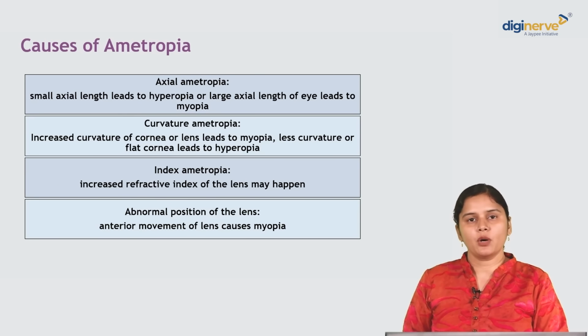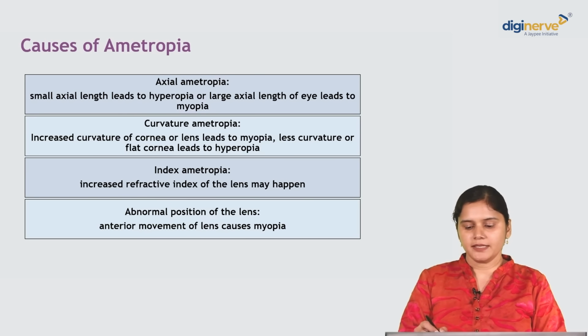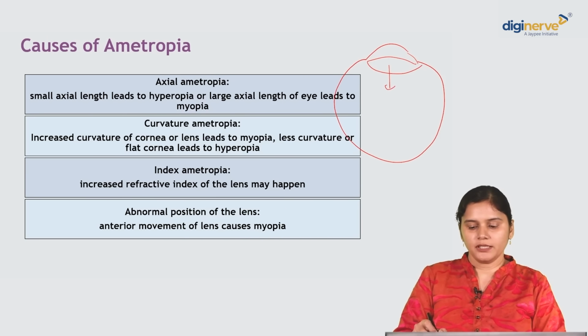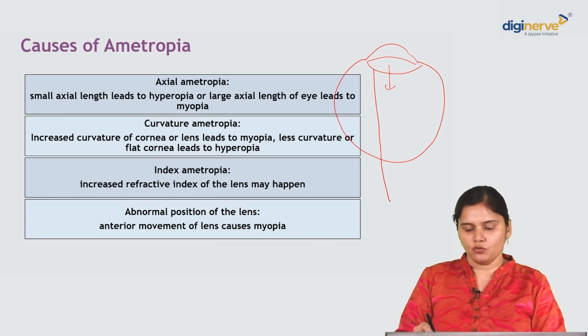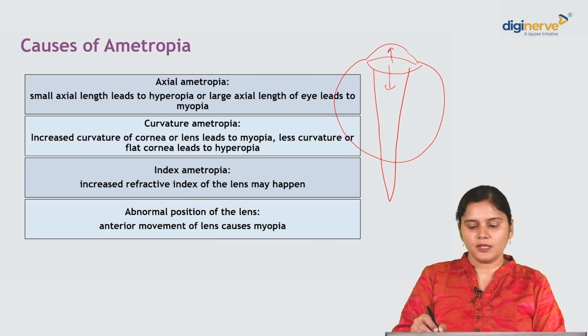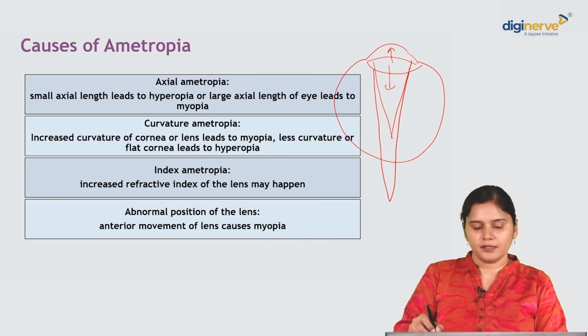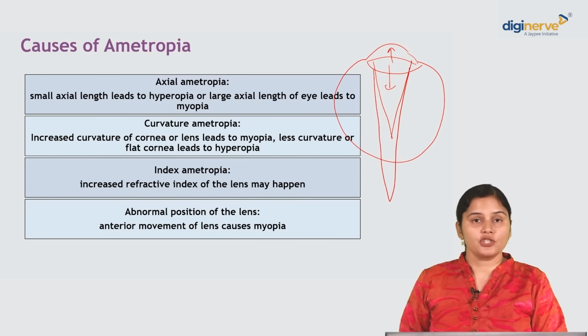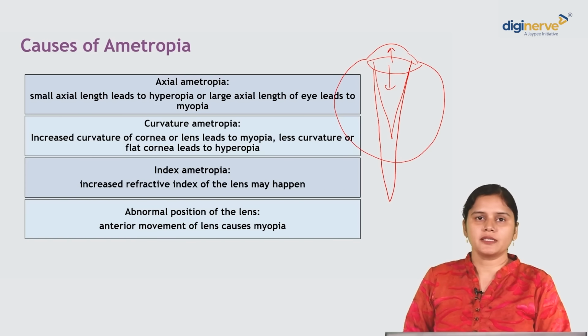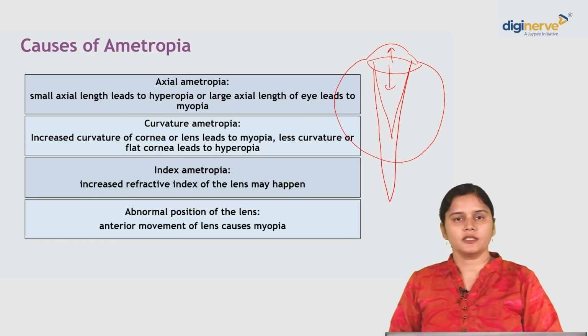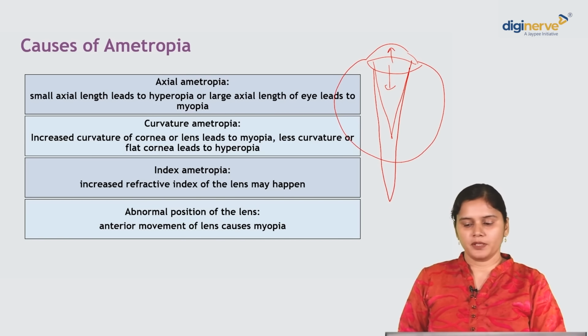Now talking about the position of the lens inside the eye, the lens is placed right behind the cornea. If the lens moves posteriorly, the focus of the rays will move posteriorly. If the lens moves anteriorly, the focus of the rays will actually move anteriorly. So that is how the position of the lens is also important inside the eye to cause ametropia or emmetropia.